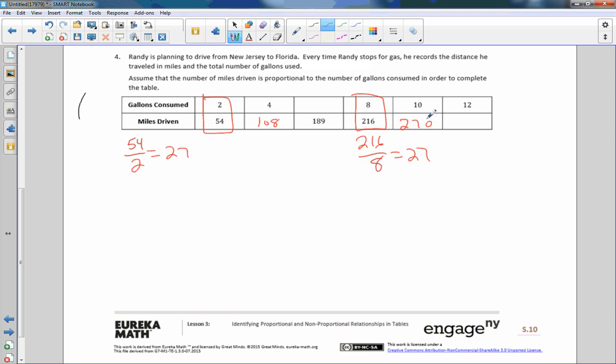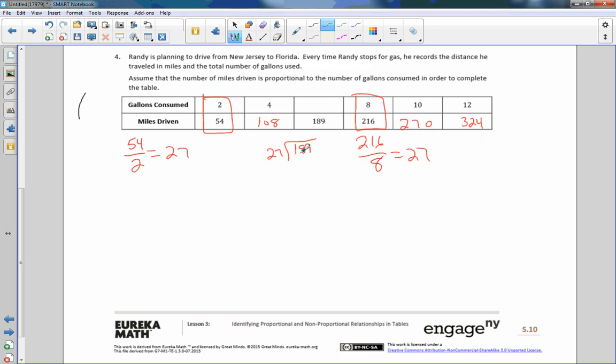And take 12 times 27 and get 270 plus 54. Okay, 27 times 12 is 324. Now, in order to get this value, you have to take 189 and divide it by 27, because we're going the other direction. That's why I left this one for last.